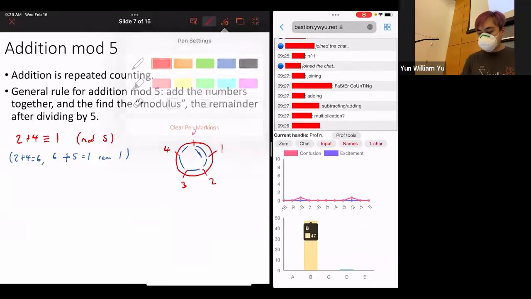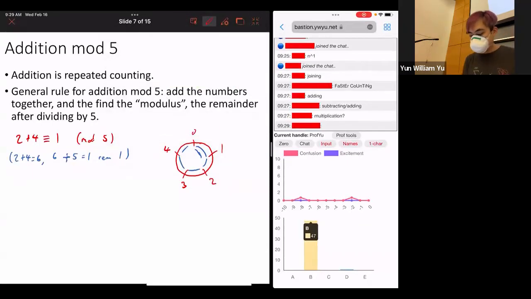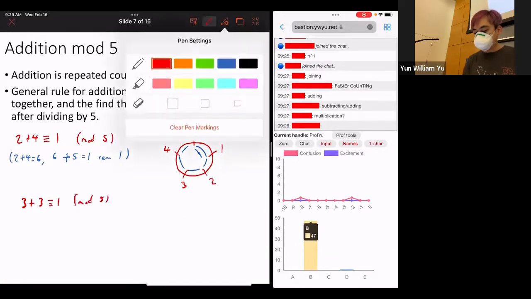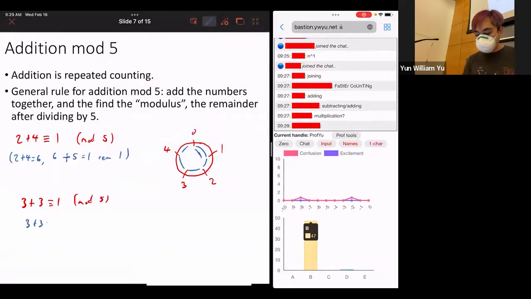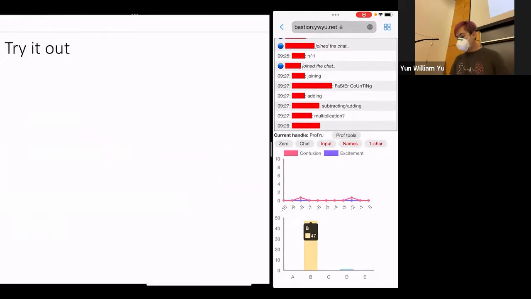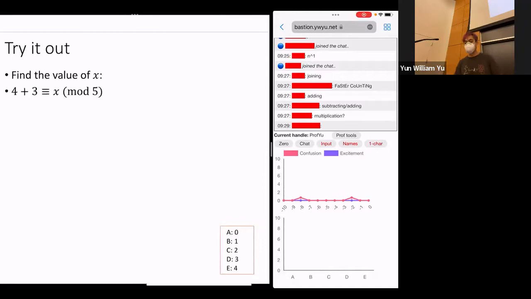And you can also get other things like, see, 3 plus 3 is also equivalent to 1 mod 5. And as you all hopefully know, 3 plus 3 is also equal to 6. So let's have you all try it out. Find the value of x. We're working in mod 5 arithmetic. So what's 4 plus 3?